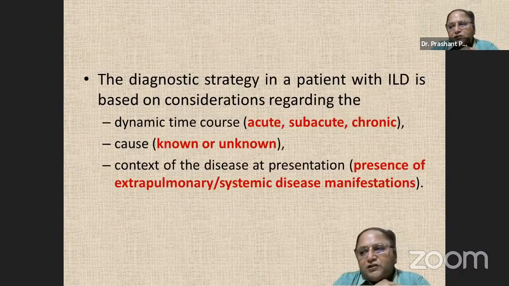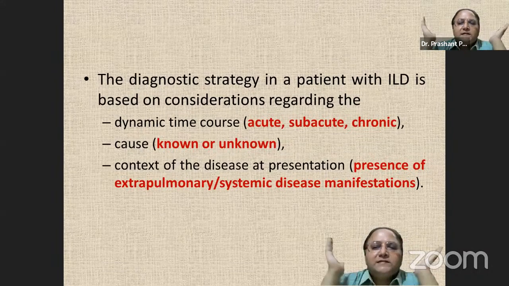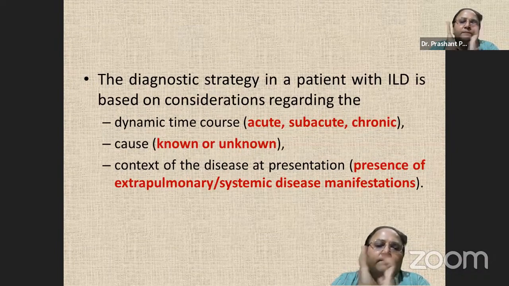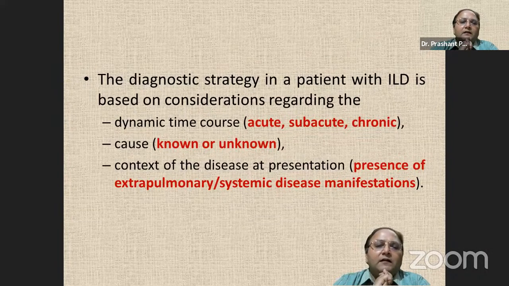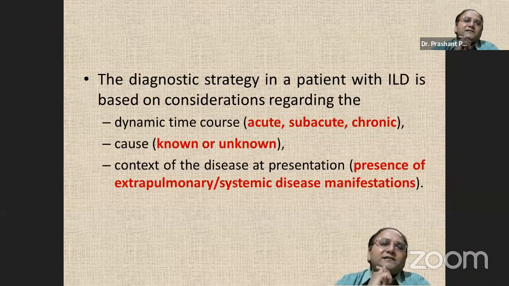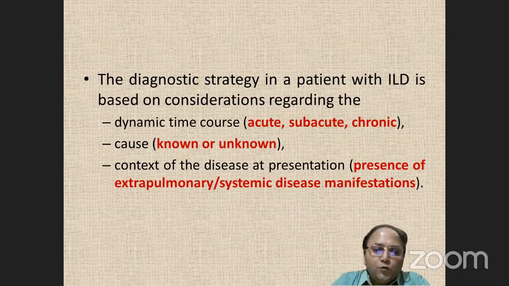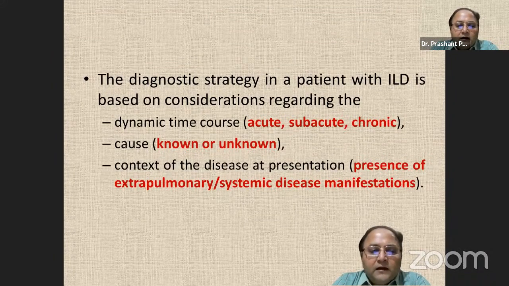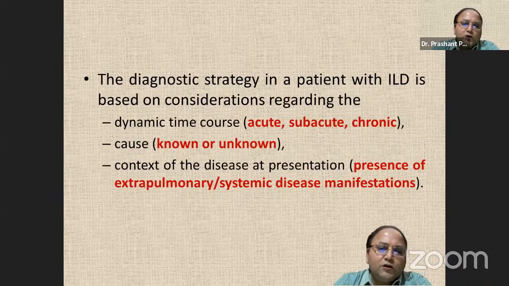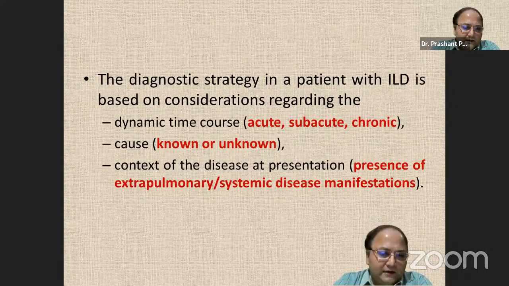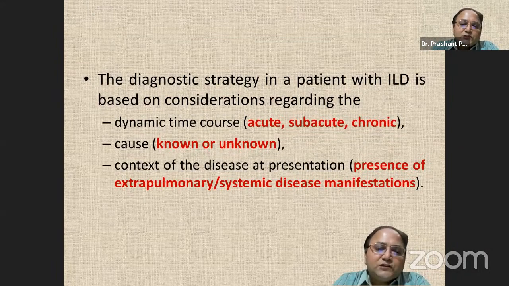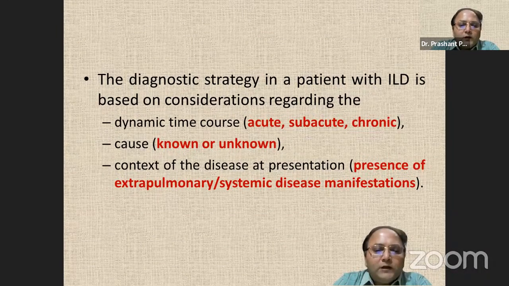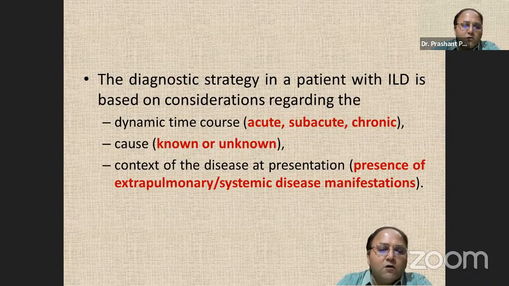The diagnostic strategy: how do you basically go about managing ILD? First of all, three things. Number one, try to find out its dynamic time course. Is it acute? Is it subacute? Or is it chronic? Second, what is the cause? Is it in the known or the unknown category? Third is the context of disease at presentation. That is, is there presence of extrapulmonary or systemic disease manifestations or not?